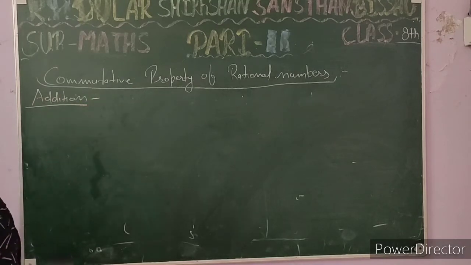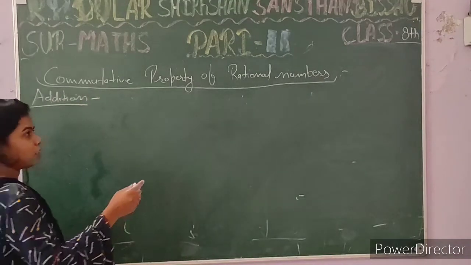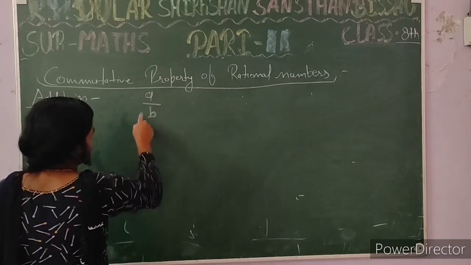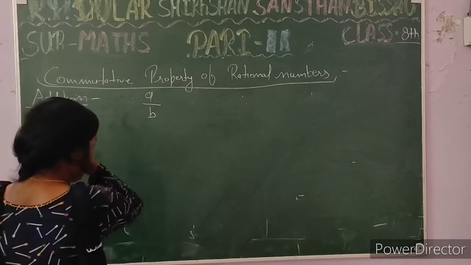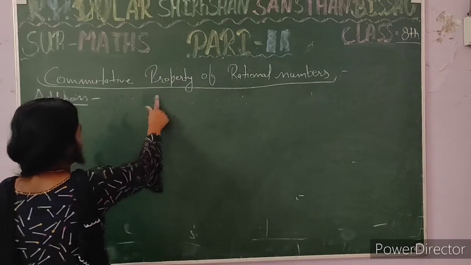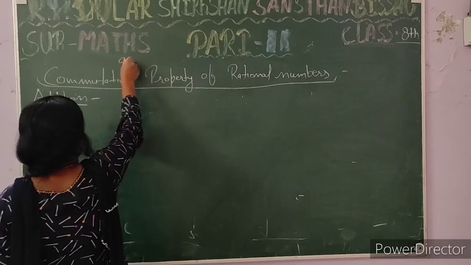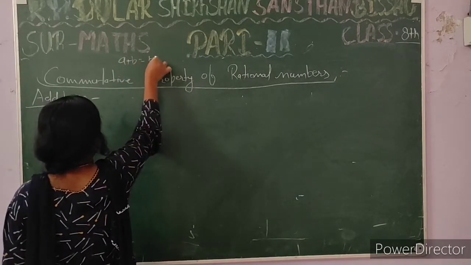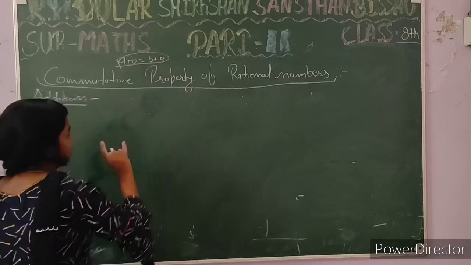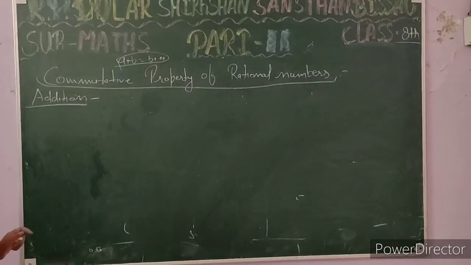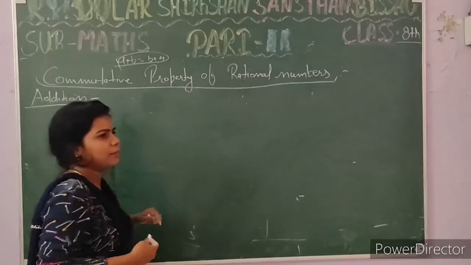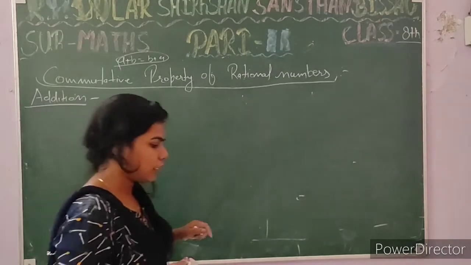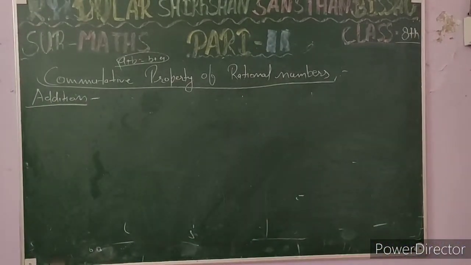Addition. Commutative property, students, for numbers: a plus b. First of all, I tell you the commutative property of addition only for numbers, not rational numbers yet. If this holds when we add numbers in this form, then we can say the rational numbers are also included.